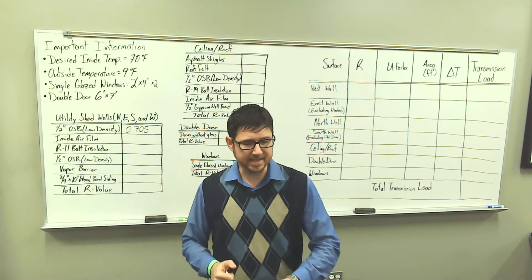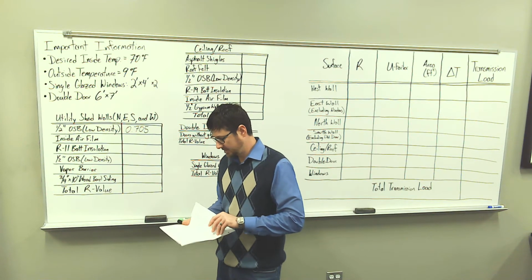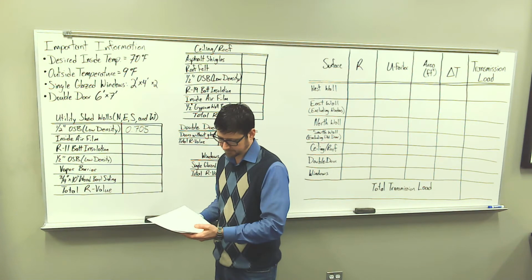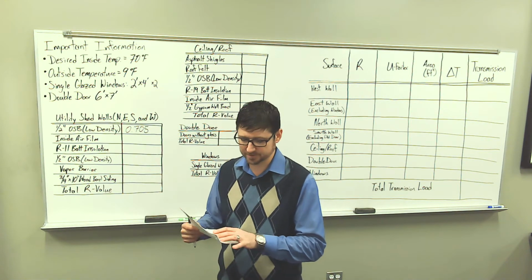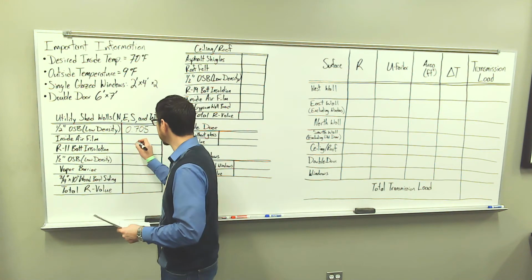Okay, the inside air film. We're going to have to look that up. It's on the first page, and it's the first row in the materials section. We have an R value per unit of 0.68.